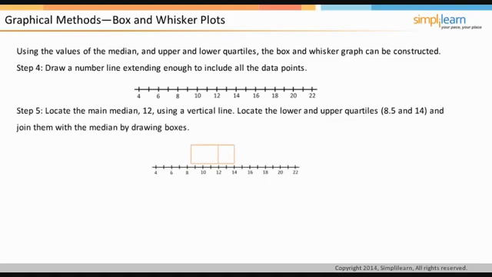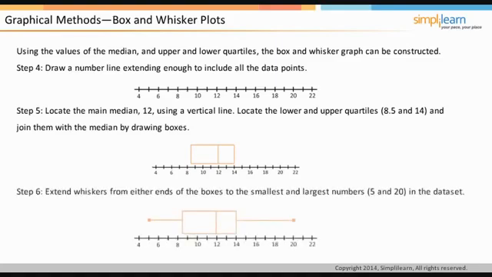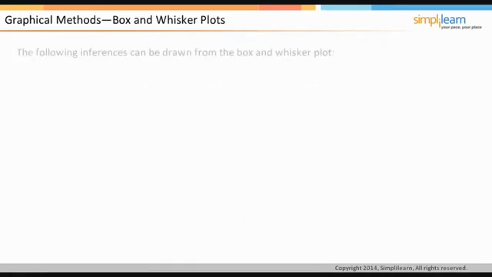The lower and upper quartiles, 8.5 and 14 respectively, are marked with vertical lines, and these are joined with the median line to form two boxes, as shown on the screen. Next, two whiskers are extended from either ends of the boxes, as shown, to the smallest and largest numbers in the data set, 5 and 20 respectively. The box and whiskers graph is now complete.